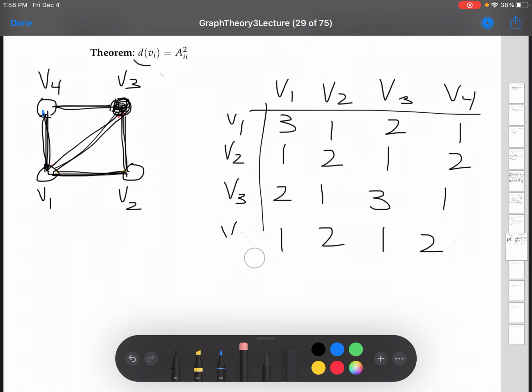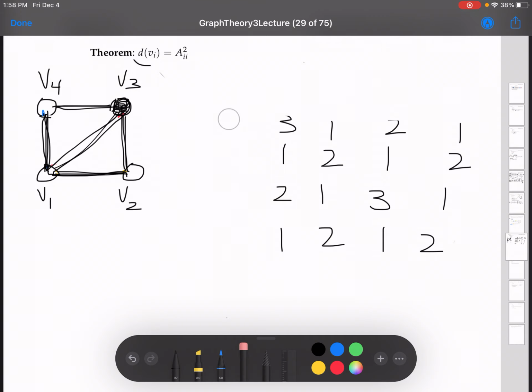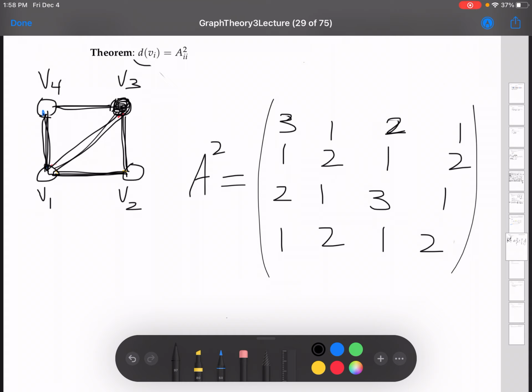And now going like this, and saying A squared, then I'm done.